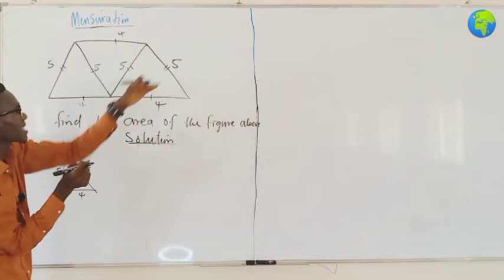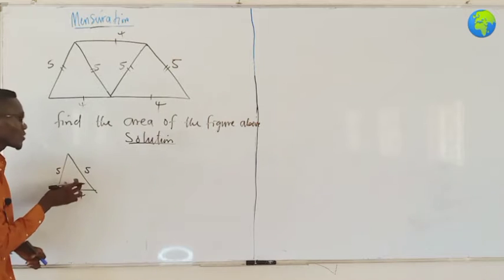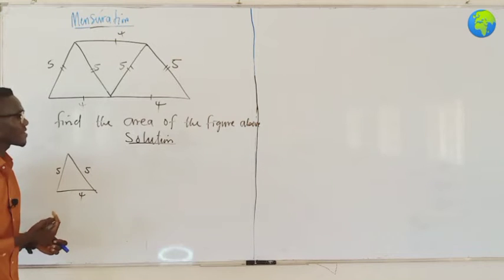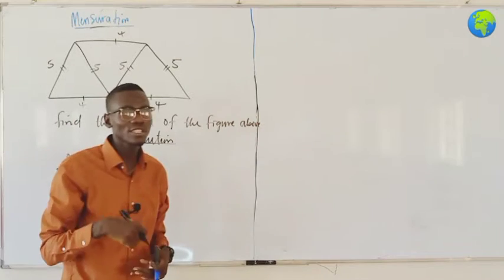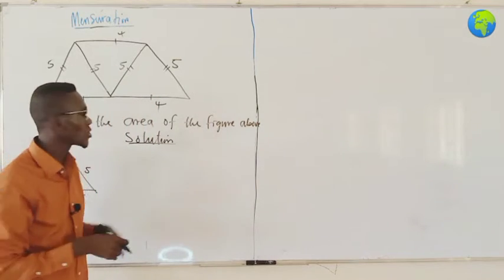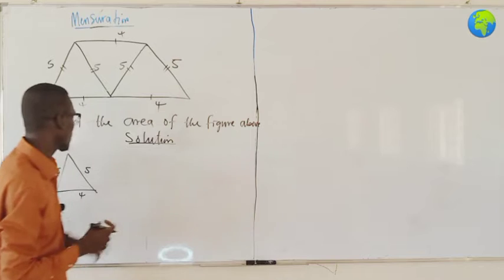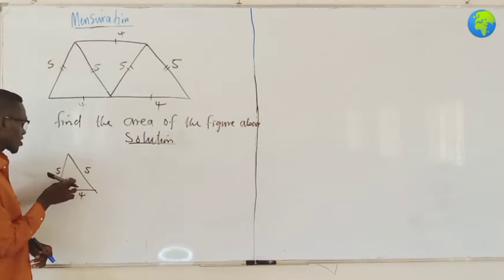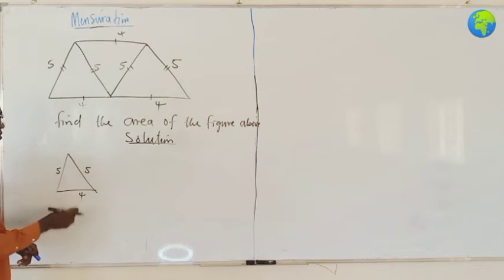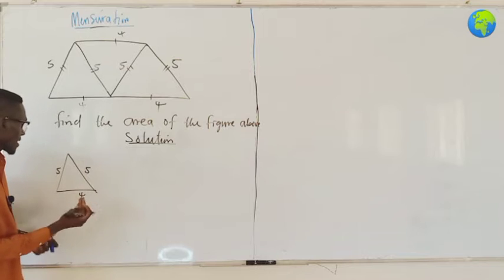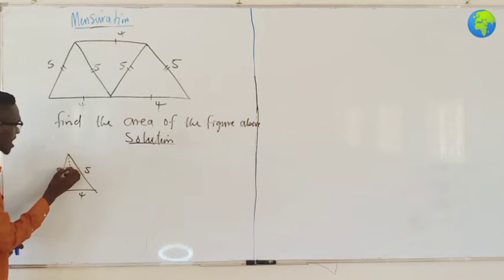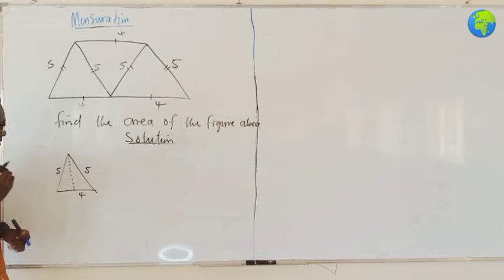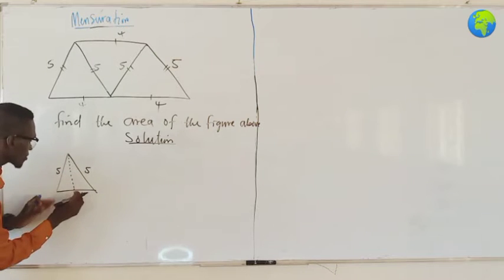Since there are three, I can just do something here. How do we calculate? Remember from the previous video I did on how to calculate the area of a triangle. In case you've not watched, you can check the description below. I'll drop the link so you can go and watch it before you understand this very clearly. If you are given such a triangle that has no length or height, you can actually construct a height.